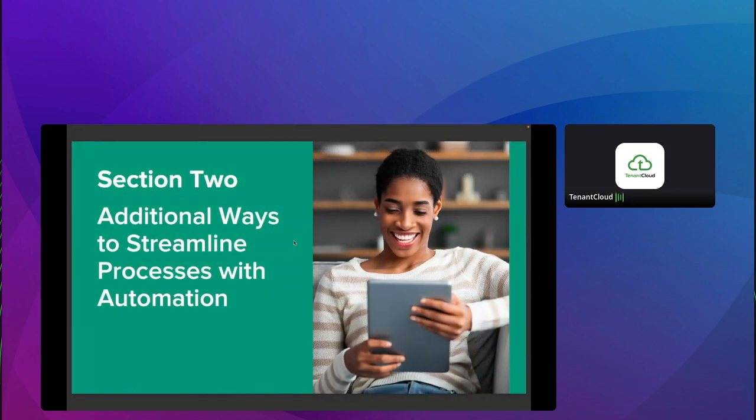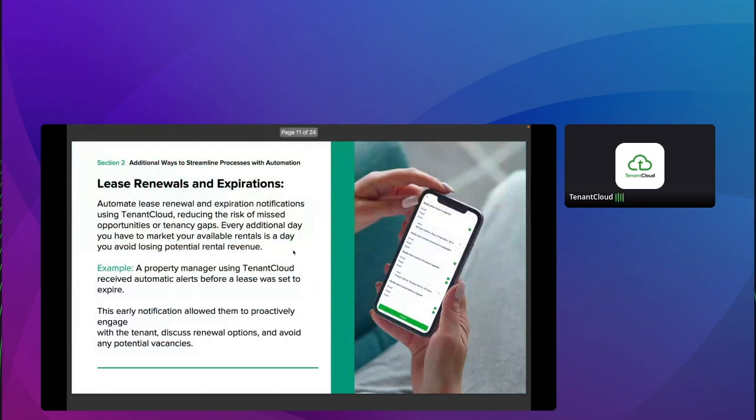Section 2, additional ways to streamline processes with automations: lease renewals and expirations. This one is a big one, just like rent collections, because if you do not have rent coming in, then what's the point of having a rental property? And so you want to make sure that you are constantly on top of lease renewals and expirations.